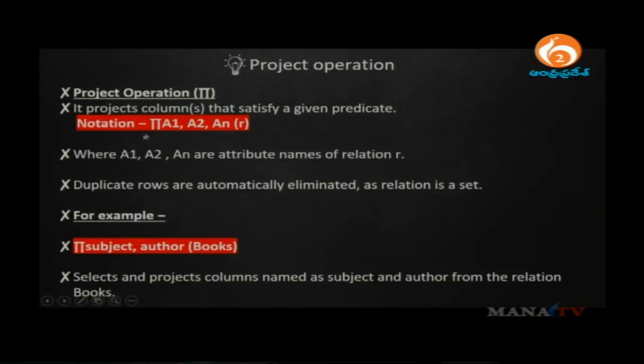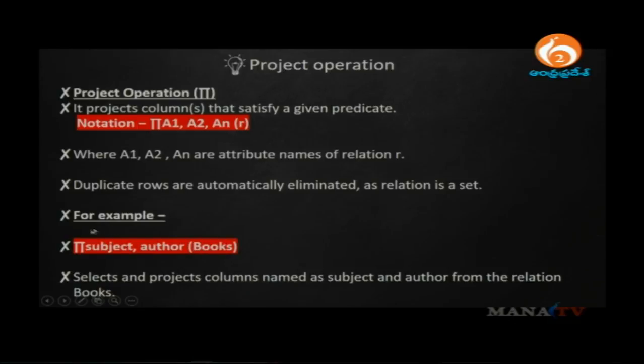Now, let me show you where A1 and A2 are the attributes of a given relation. Nothing but imagine that A1, A2 are the columns of a relation R. Now, very clear. Here duplicate rows are automatically eliminated as the relation is a set. So, for example, I will give you a simple example for this. For example, I am giving a subject here. Subject and author, right, and the books.